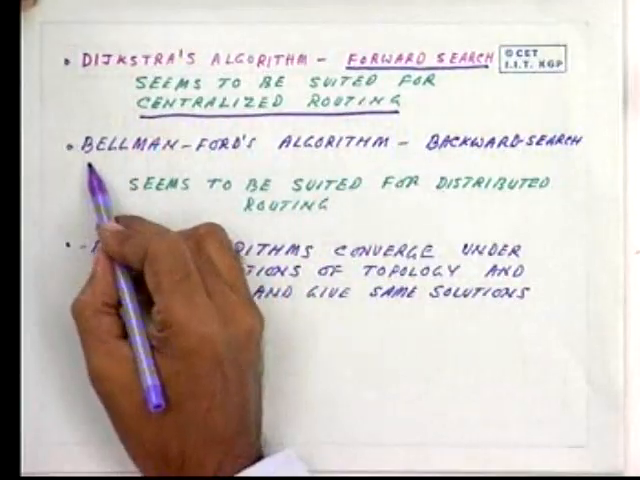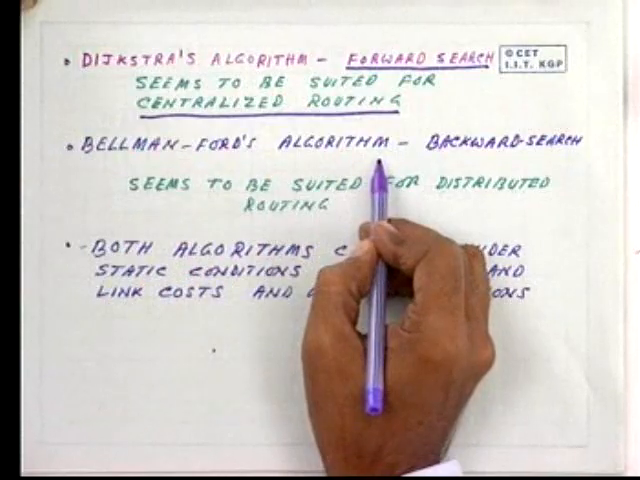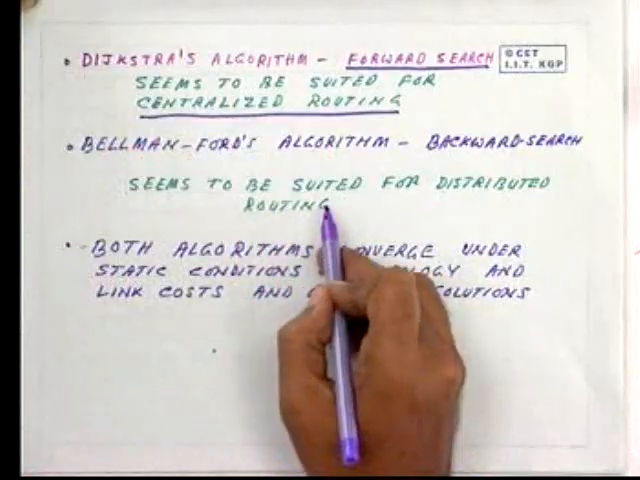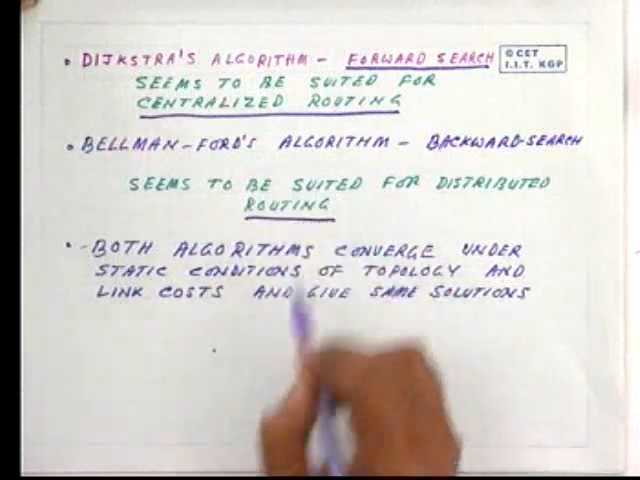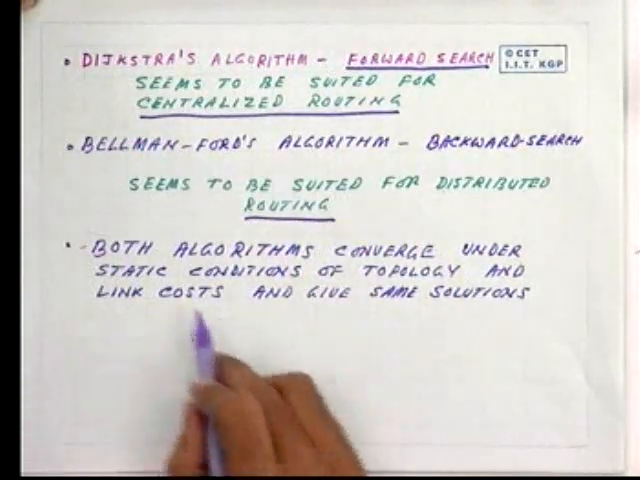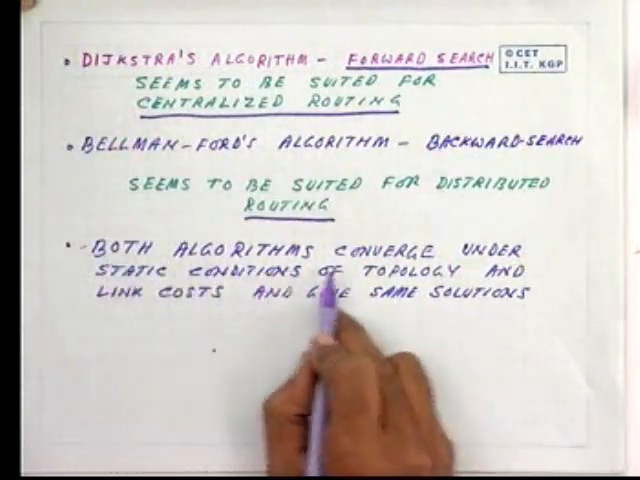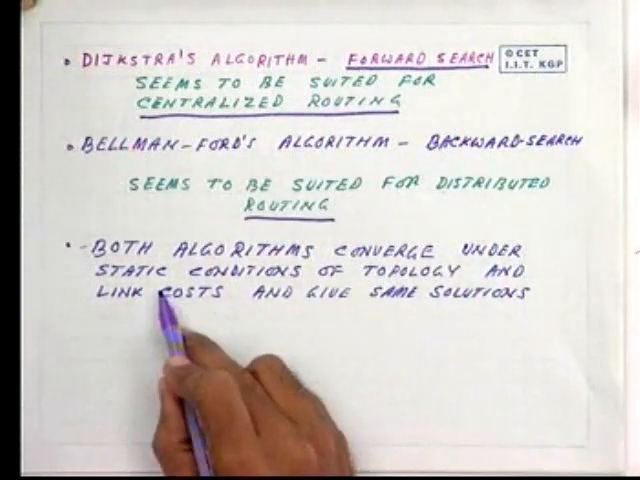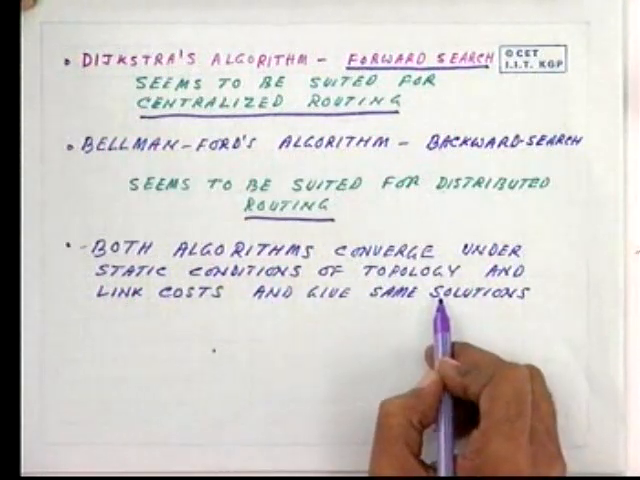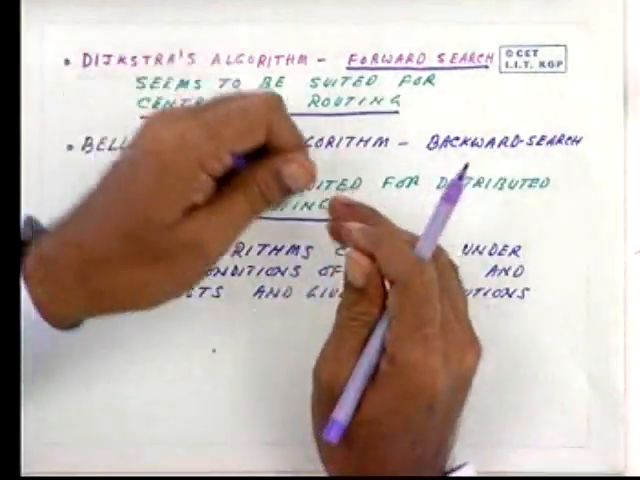On the other hand, the Bellman-Ford algorithm, which is based on destination, which starts from the destination towards different nodes, has been found to be suitable for distributed routing. And it has been found that both these algorithms converge under static conditions of topology and link costs and give the same solution.